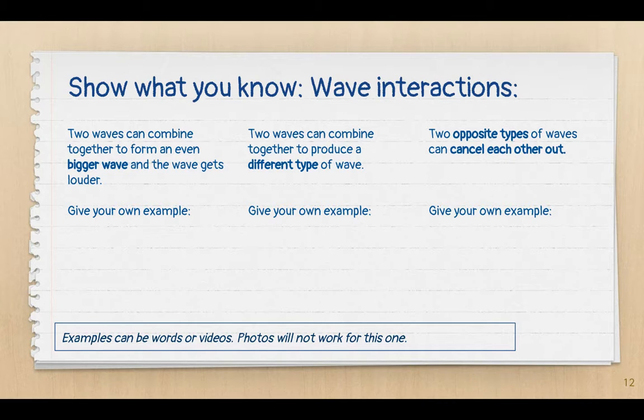Do you have to do words for all three? No. Do you have to do videos for all three? No, you can do a combination of whatever you would like. Just no photos. They don't work as well for sound. I need to make sure that I can understand that you understand what you're learning.